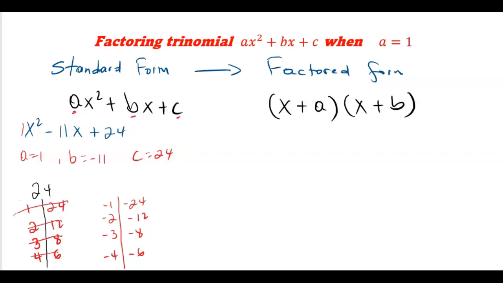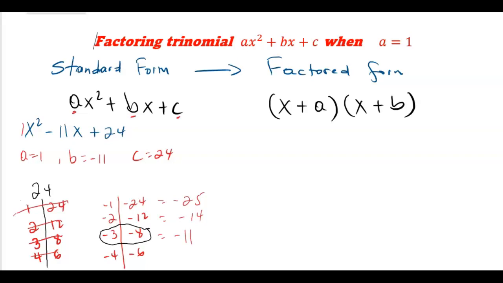So negative 1 and negative 24, if you add these two together, you're getting negative 25. Negative 2 plus negative 12, you're getting negative 14. And negative 3 and negative 8 equal negative 11. And that's the number we want, negative 11. So therefore, negative 3 and negative 8 are our numbers.